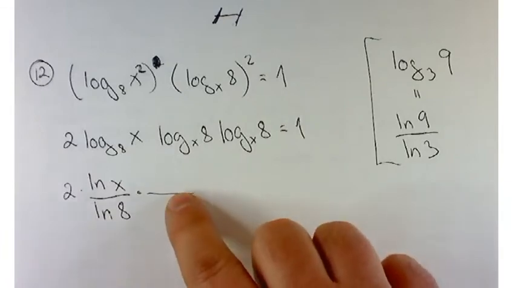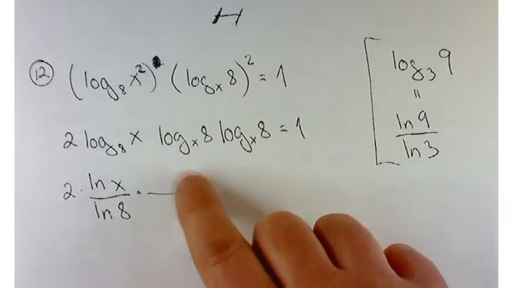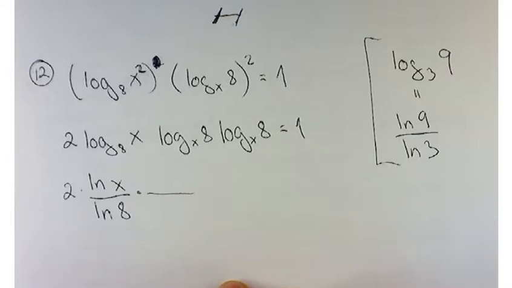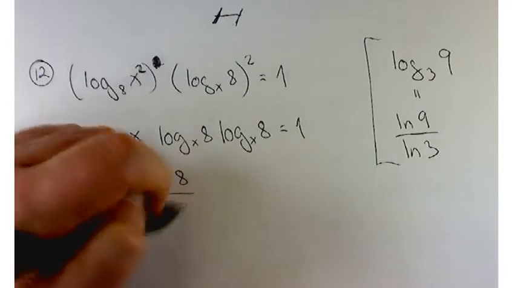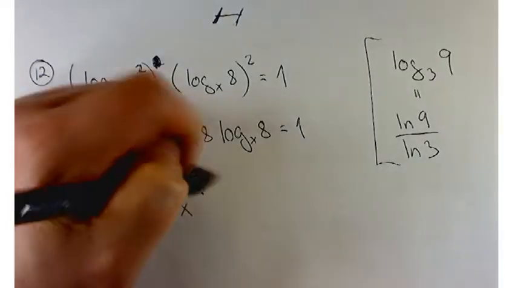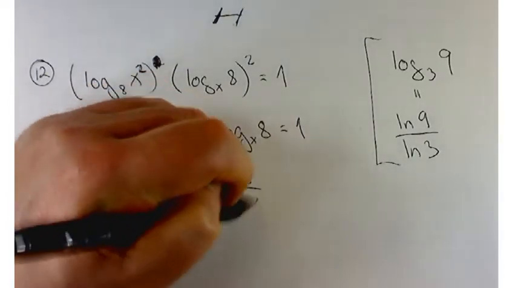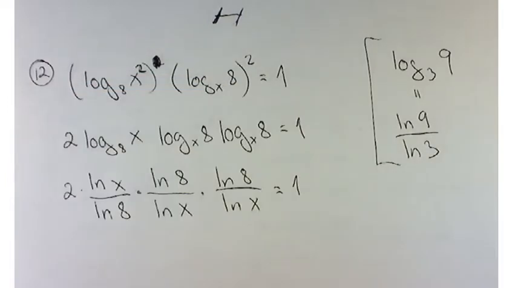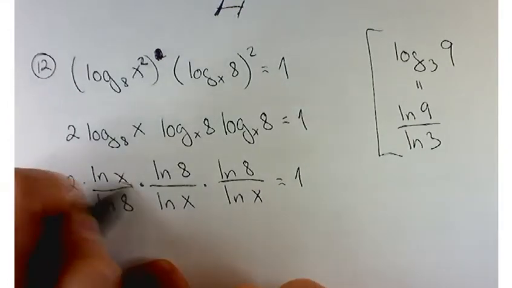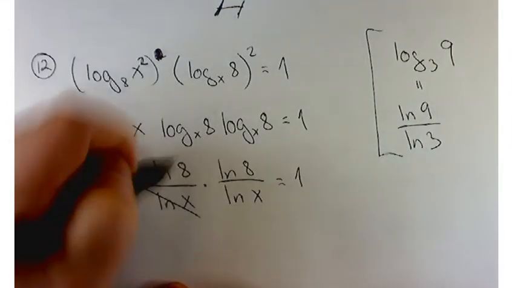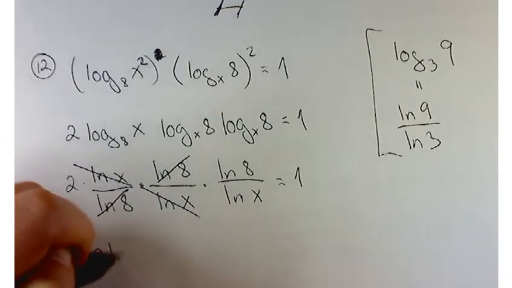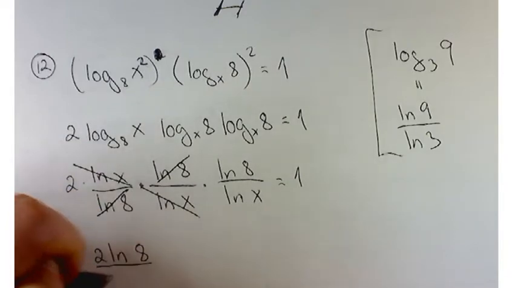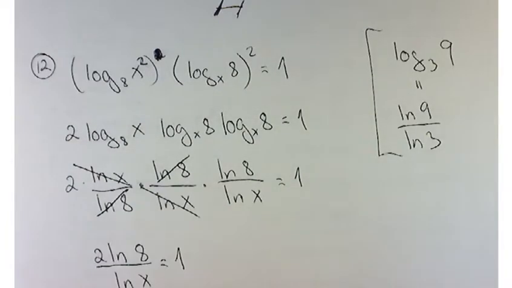According to the formula, can you tell me what should I write in the numerator? Natural log 8. And in the bottom? Natural log x. And of course, this is the same thing. So natural log 8 over natural log x equals 1. All right, now there's a super nice simplification right here, correct? This 1 dies with this 1. This 1 dies with this 1. So I'm left with 2 natural log of 8 over natural log of x equals 1.